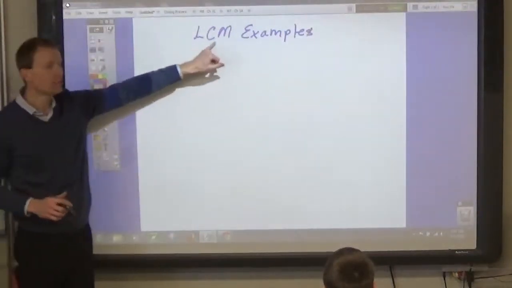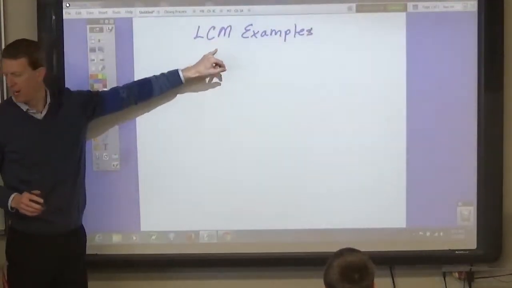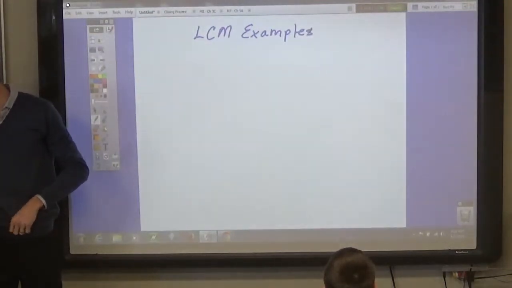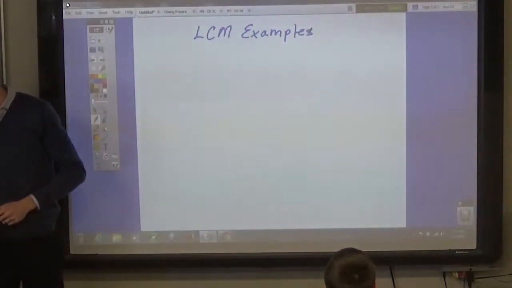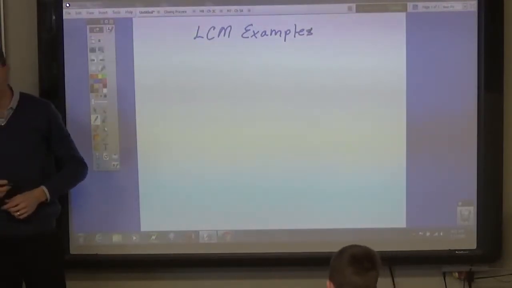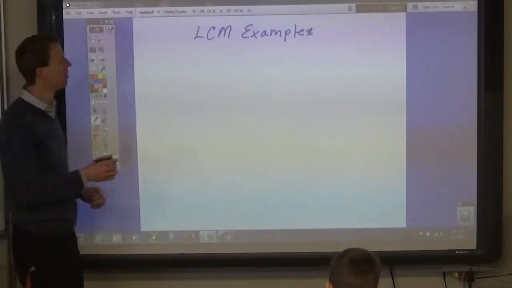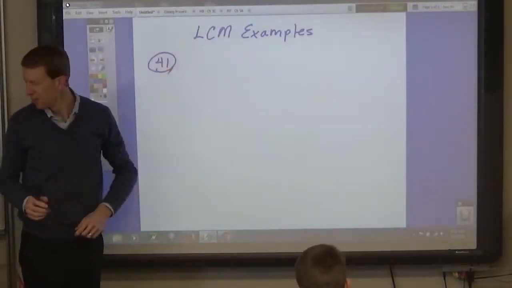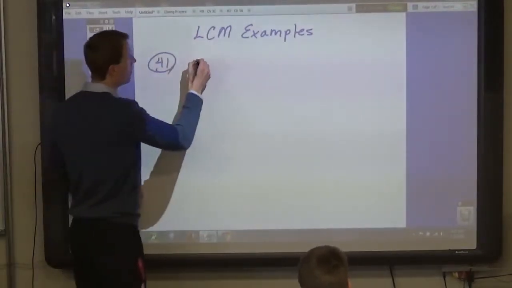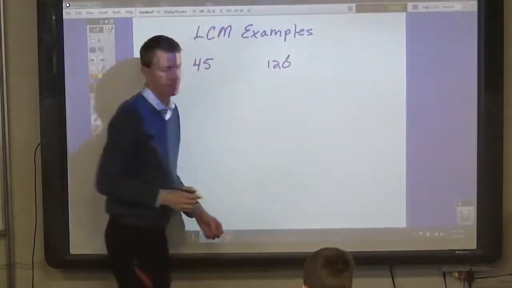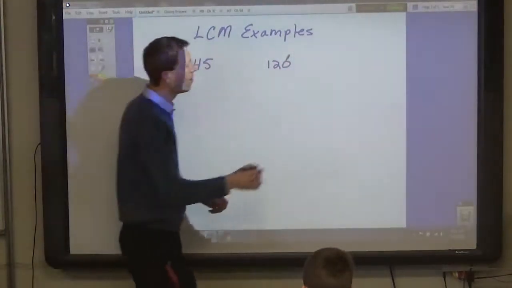Let's go through some lowest common multiple examples, okay? If you open up your book to page 239, page 239, look at number 41. You've got three numbers there, 45, 120, and 150.